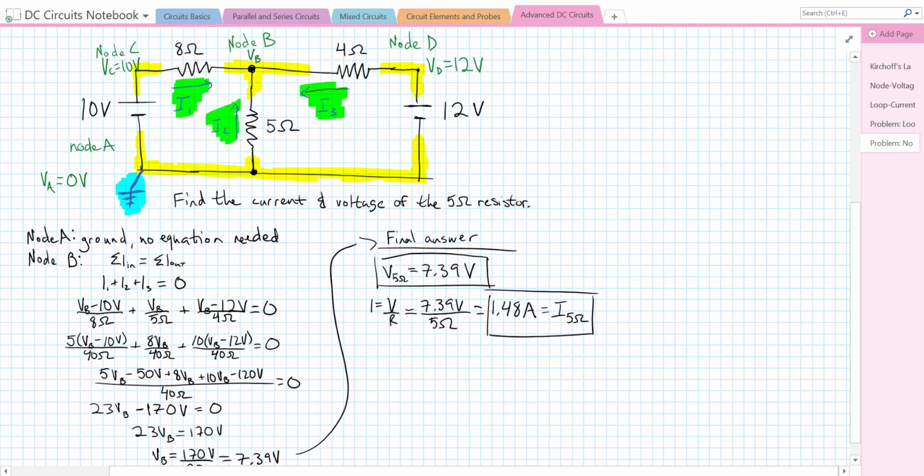So there you have it. There's node voltage analysis. We find the voltage at each node using Kirchhoff's current law. And then we use the potential difference between nodes and Ohm's law to figure out our unknowns. There's an alternative analysis called loop current analysis, and I'm going to show you that in another video.